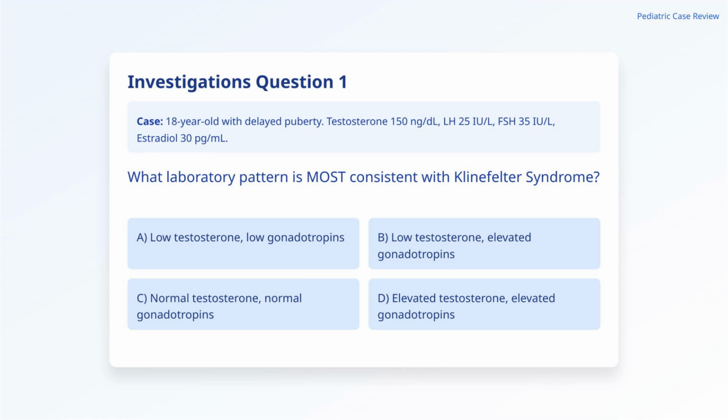hormone of 25 international units per liter, follicle-stimulating hormone of 35 international units per liter, and estradiol of 30 picograms per milliliter. Question: what laboratory pattern is most consistent with Klinefelter syndrome? Option A, low testosterone, low gonadotropins. Option B, low testosterone, elevated gonadotropins. Option C, normal testosterone, normal gonadotropins. Option D, elevated testosterone, elevated gonadotropins.